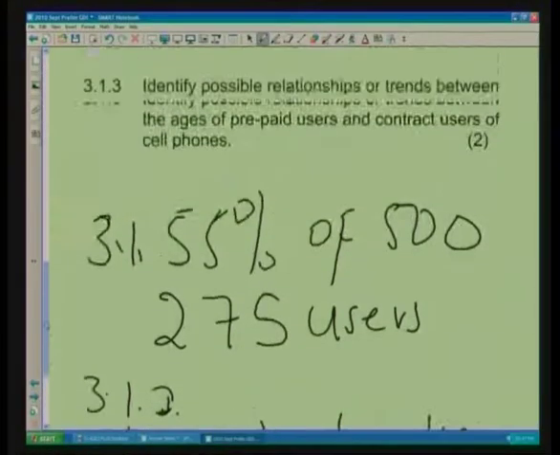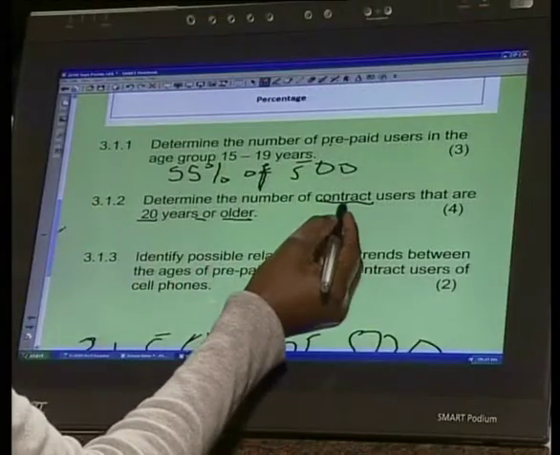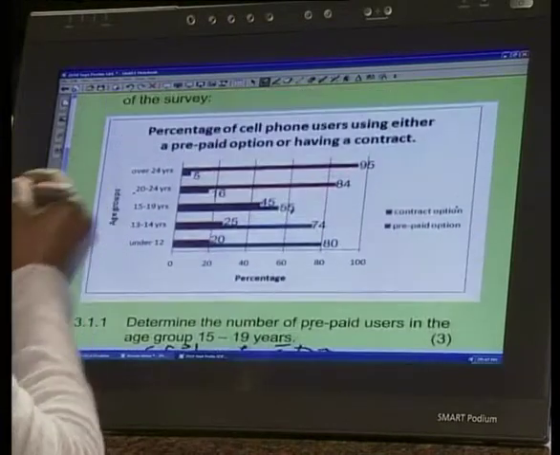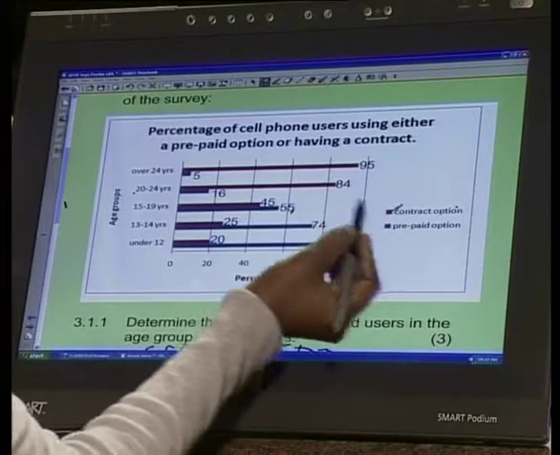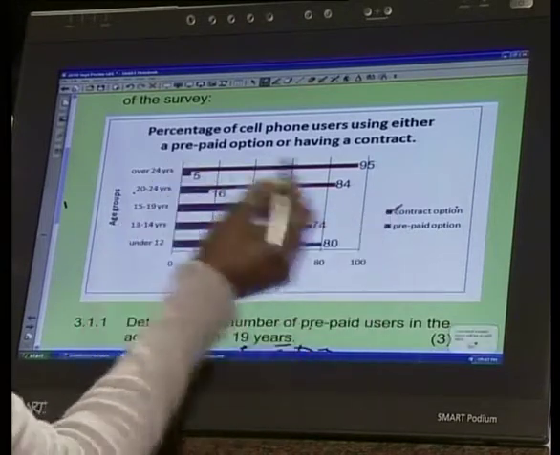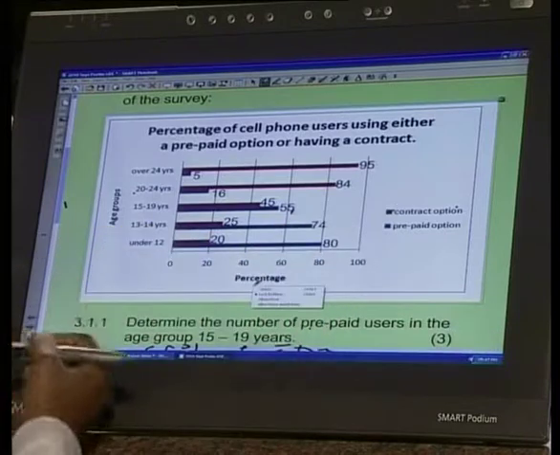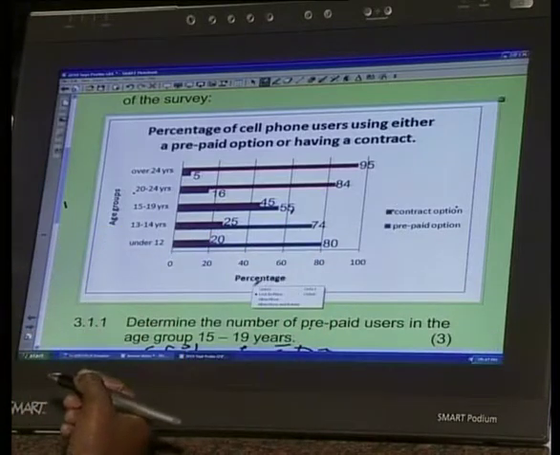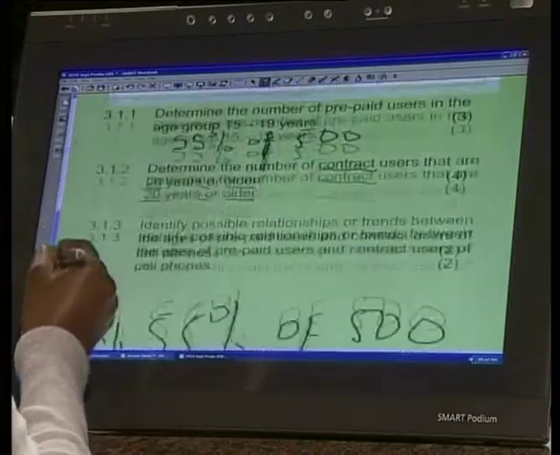So you go back to your graph. It's very simple now. Remember the question back. It says the contract users. So you go back and say, okay, my contract has got this color, so I'm going to use the one on the top. So here, remember, it's given in percentages. So it means you are going to find the percentage of this one.